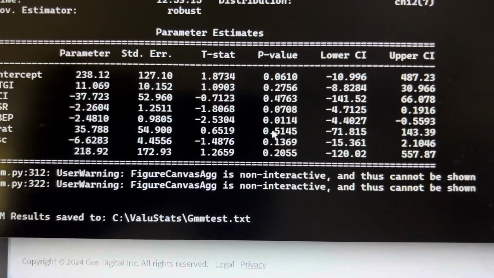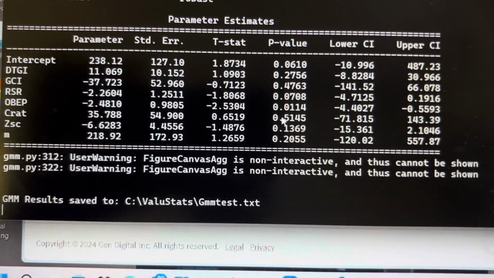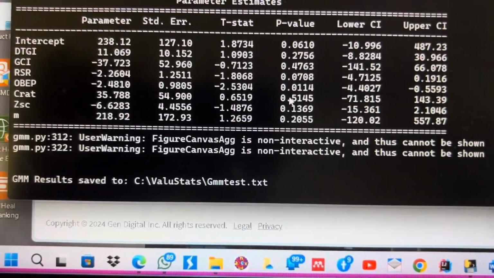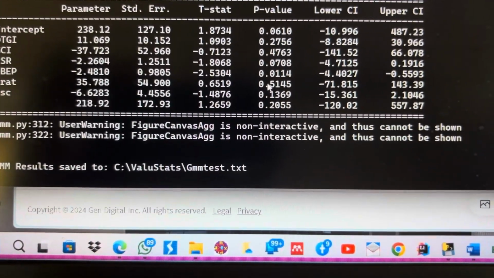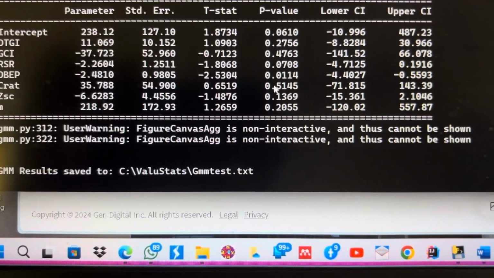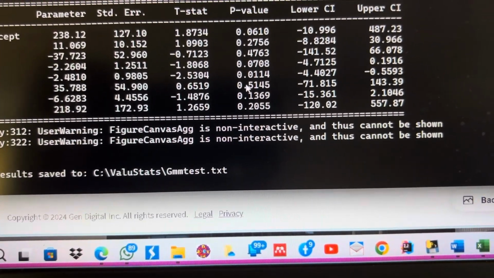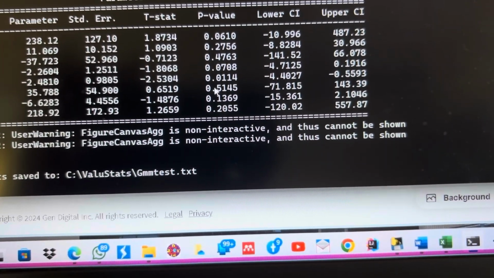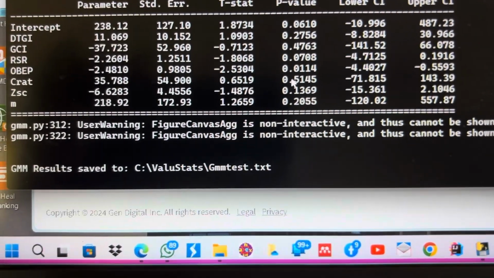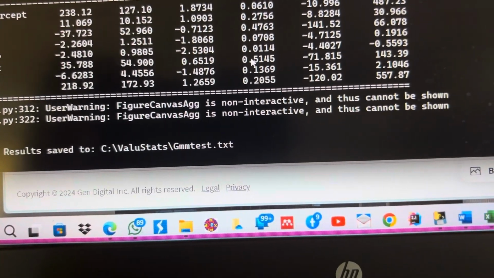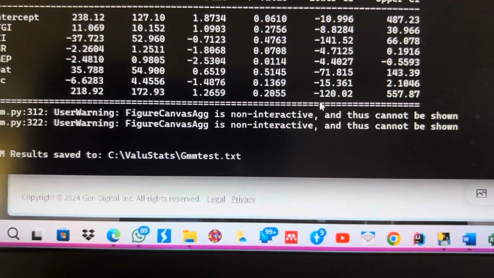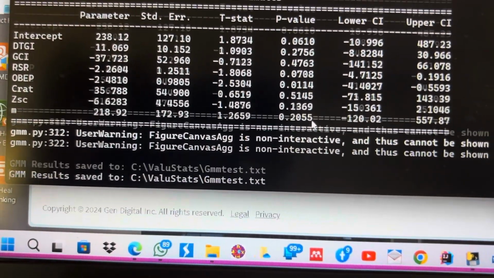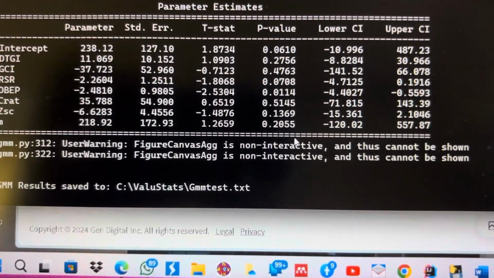Now, you can see after the GMM parameter estimates, there are two warnings here which are not fatal anyway. They say: user warning, figure canvas is non-interactive and thus cannot be shown, and the same thing for the other one. Maybe some of the data actually caused that, but the truth is that everything has been done the way it's supposed to be done.